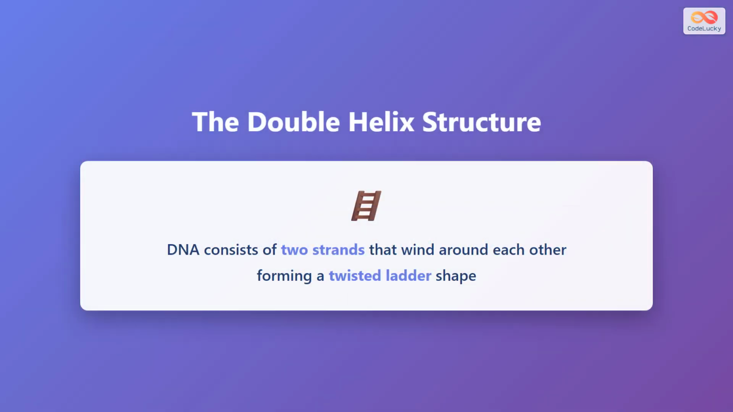DNA is made up of two long strands that twist around each other, forming what we call a double helix. Imagine a ladder that has been twisted along its length. The two sides of the ladder represent the backbone of the DNA molecule, while the rungs connecting them are formed by pairs of chemical bases. This twisted shape is not just beautiful, it's also incredibly functional for storing and protecting genetic information.